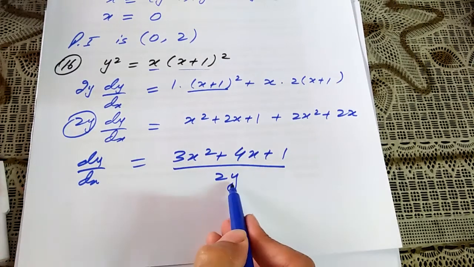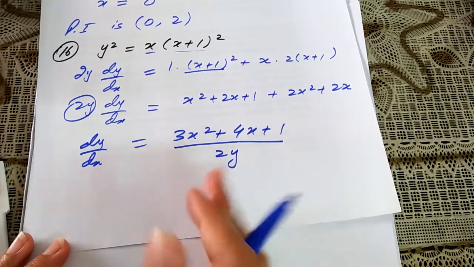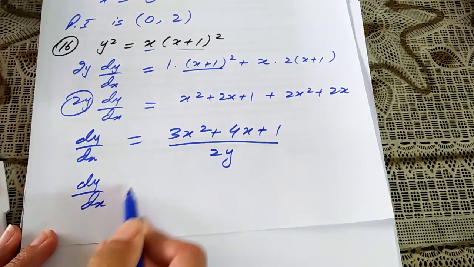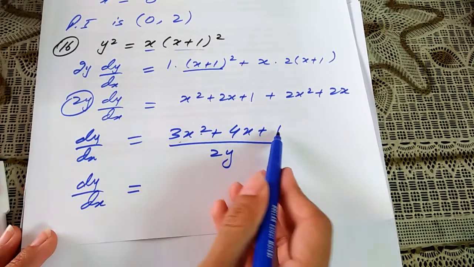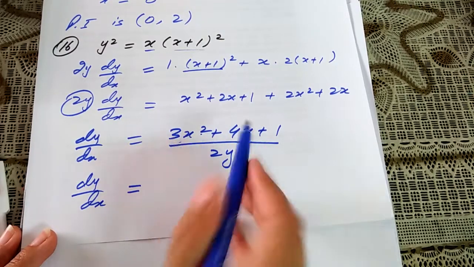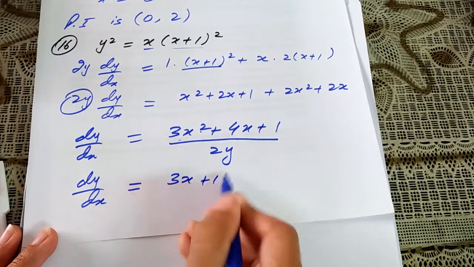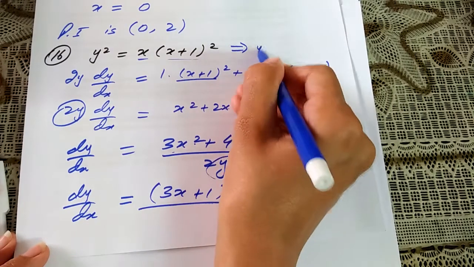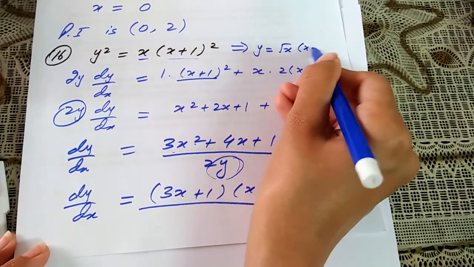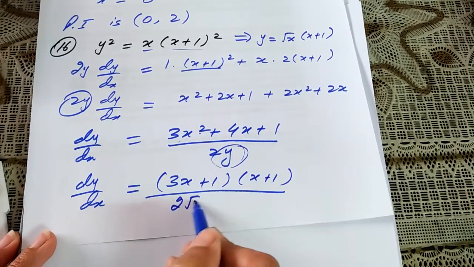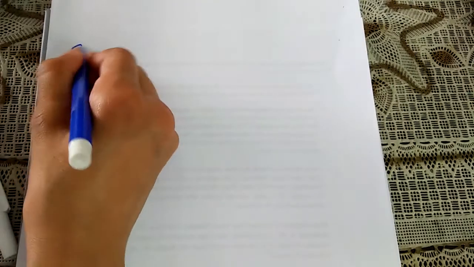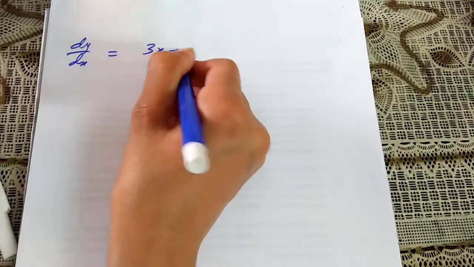Now we need to put the value of y here. After putting the value of y and simplifying it, we will get dy by dx is equal to, we can just factorize these terms as well. If I factorize these terms, I will get (3x plus 1) times (x plus 1), and put the value of y here. The y will be equal to under root x times (x plus 1). So this will be 2 under root x times (x plus 1). This x plus 1 and x plus 1 is cancelled. So dy by dx is reduced to (3x plus 1) divided by 2 times under root x.